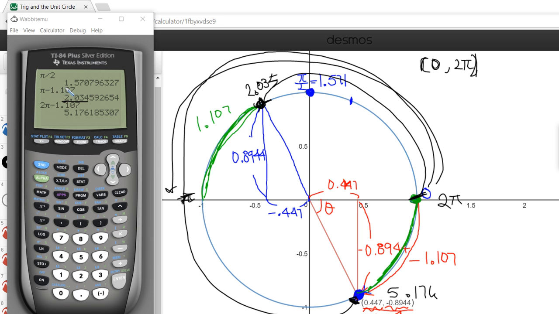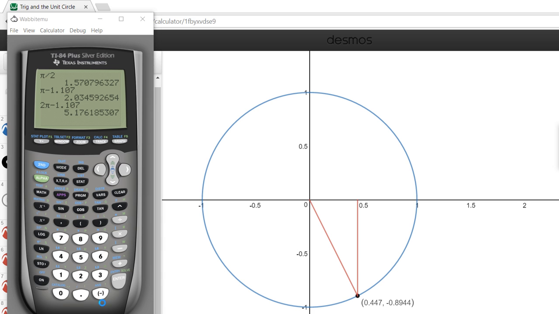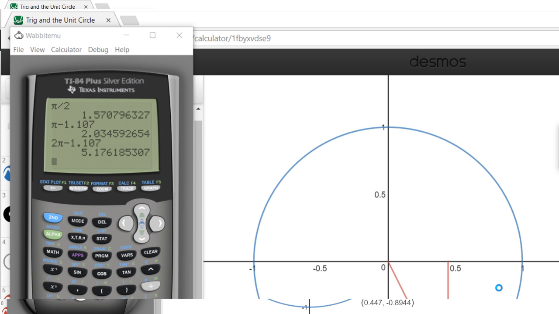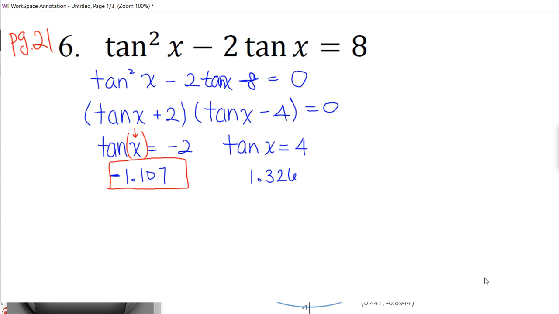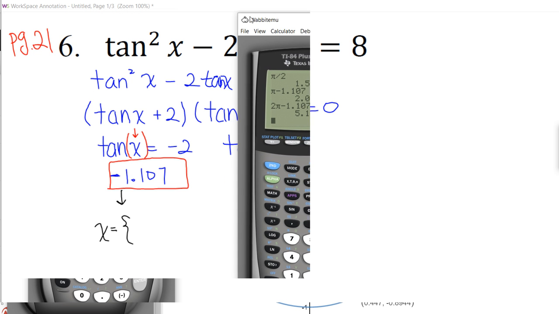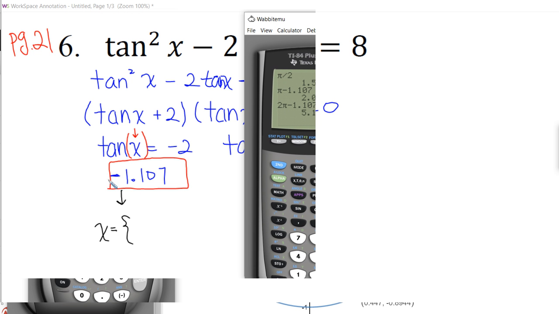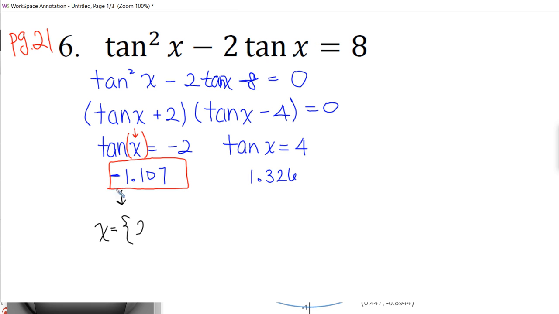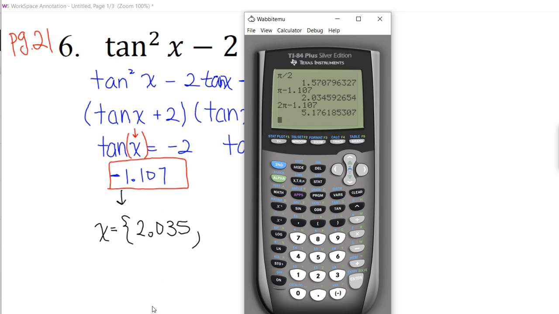Now let's go back to where we were. Instead of this, my x's were 2.035 and 5.176.